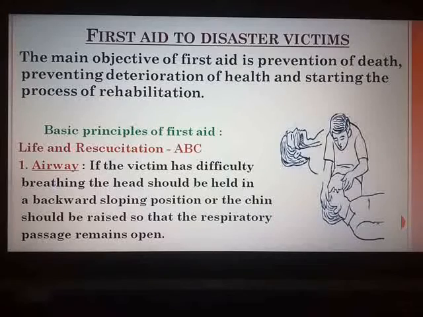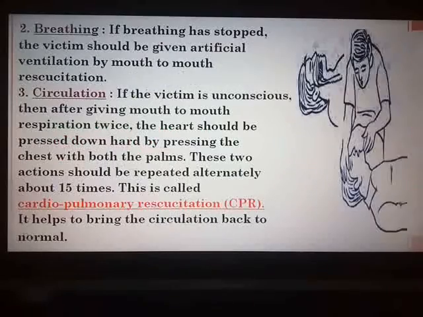So what happens if the patient has difficulty breathing, and if the breathing process goes on lowering down, the victim's health will also deteriorate. So to prevent that, this technique has to be followed, that is airway. To take the head of the victim, and it should be held in a backward sloping position, or the chin should be raised. B stands for breathing.